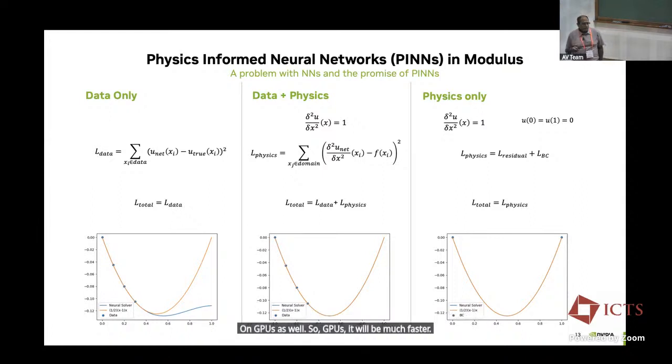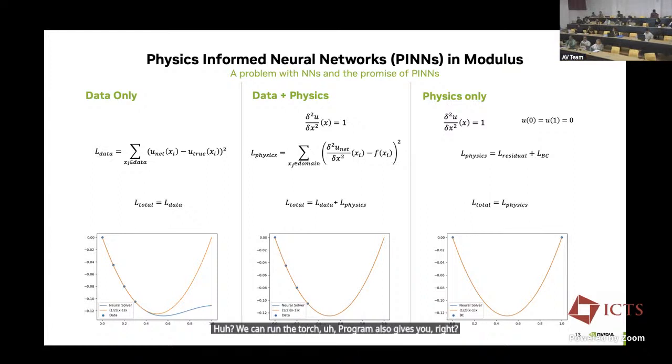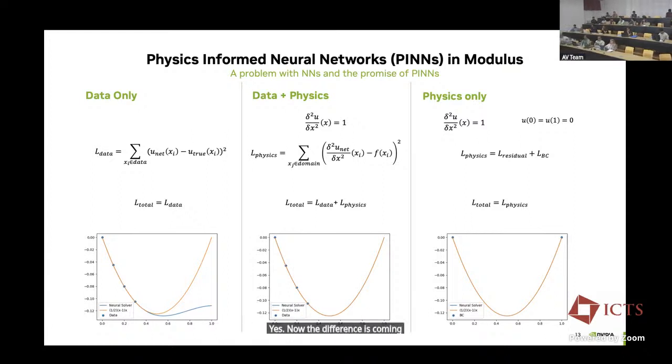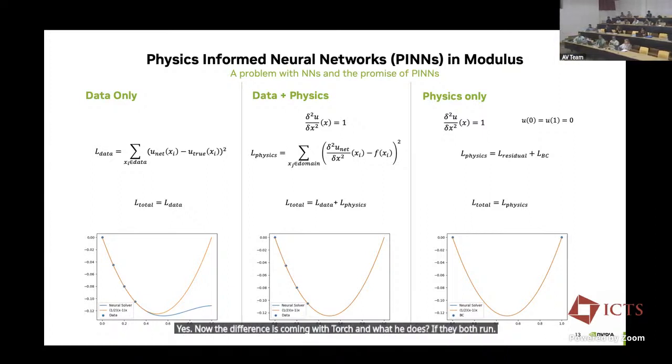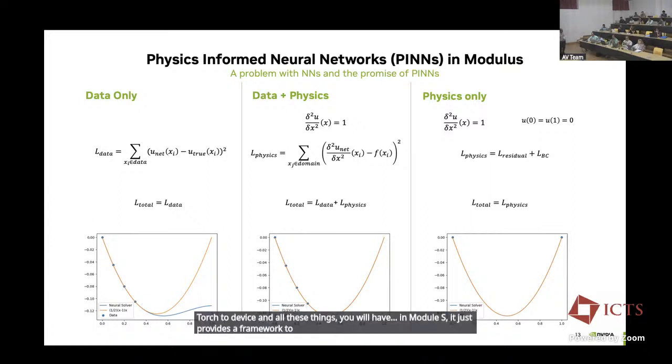We can run Torch on GPU. Torch dot to device. We can run the Torch program also on GPU, right? A Python program using Torch to device CUDA. Yes. How is the difference coming with Torch and Modulus? If they both run on GPU, then they will give similar results. But everything you will have to code by hand, Torch to device and all these things. In Modulus, it just provides a framework to give all those facilities.